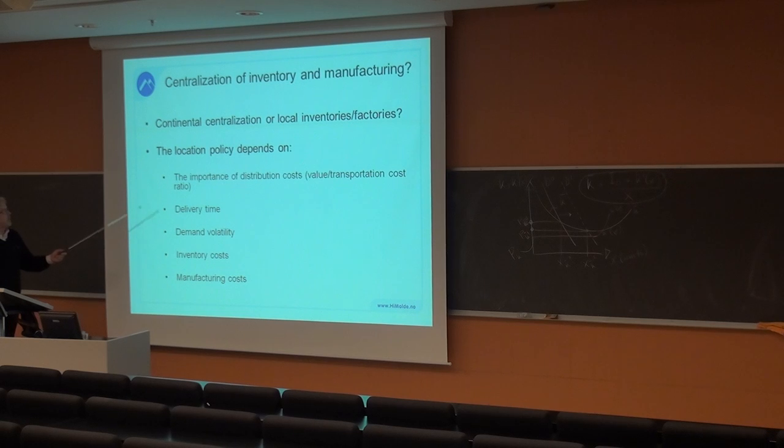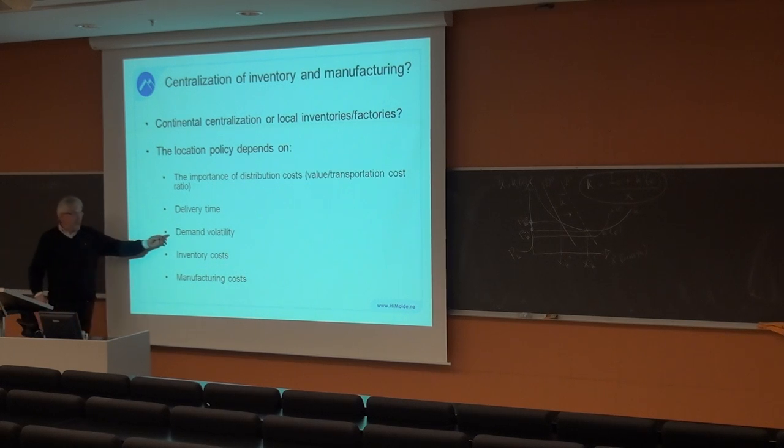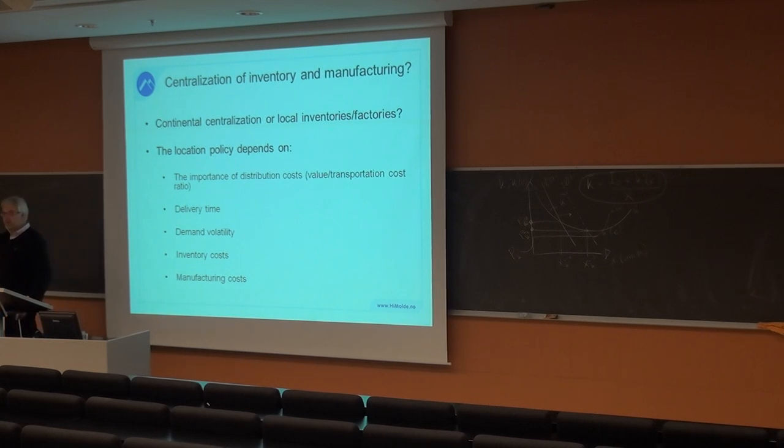So it's a multidimensional optimization problem, to decide what kind of inventory and manufacturing localization policy you should have. Demand volatility affects this. And I've mentioned these two. Demand volatility has to do with ups and downs in demand, and how that affects your inventory policy.